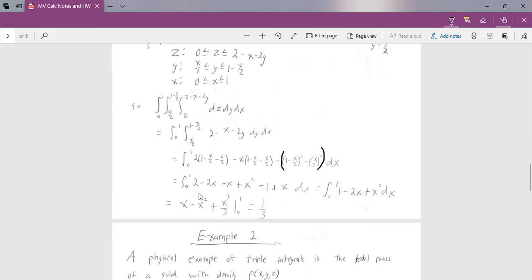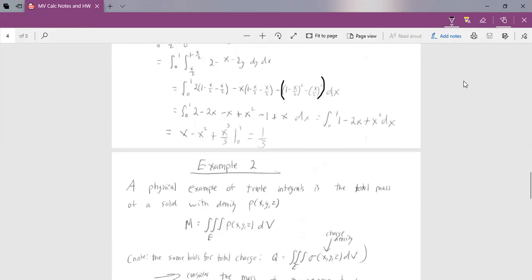What we have here is just the eventual integral from 0 to 1 of 1 minus 2x plus x squared dx. This becomes x minus x squared plus x cubed over 3, evaluated from 0 to 1, which is just 1/3. So there's our answer. It's got a volume of 1/3. Neat.